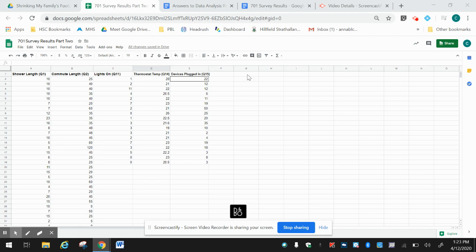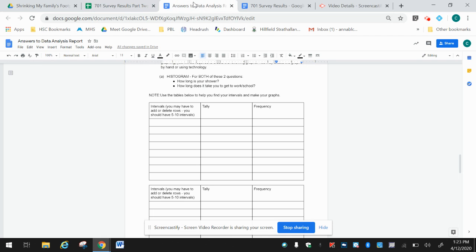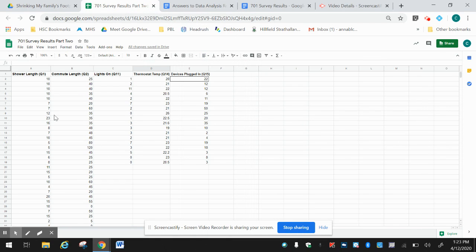In your data analysis report, it asks you to make two histograms, and you have to do both of these questions. How long is your shower and how long does it take you to get to work or school? So you can use this table, these survey results here to help you.